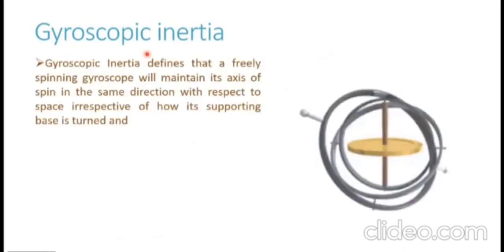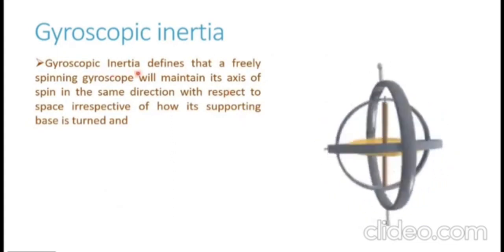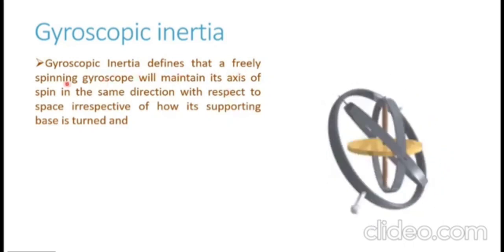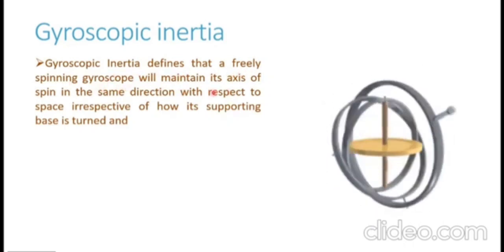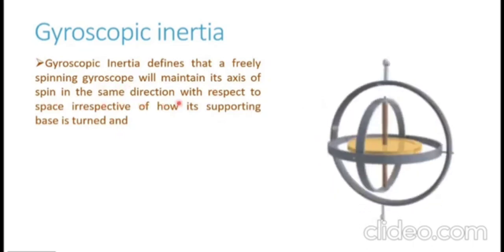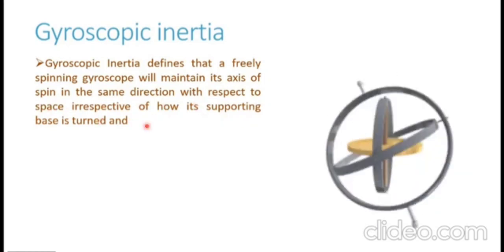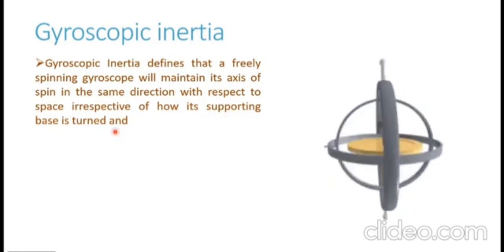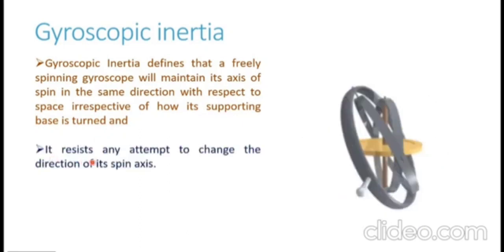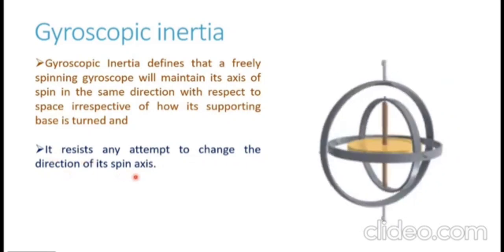Now, starting with the first property of the free gyroscope, that is gyroscopic inertia. We have the same gimbal arrangement which I showed you earlier. Gyroscopic inertia defines that a freely spinning gyroscope will maintain its axis of spin in the same direction with respect to space, irrespective of how its supporting base is turned. And it resists any attempt to change the direction of its spin axis.